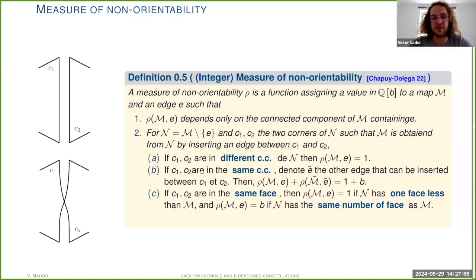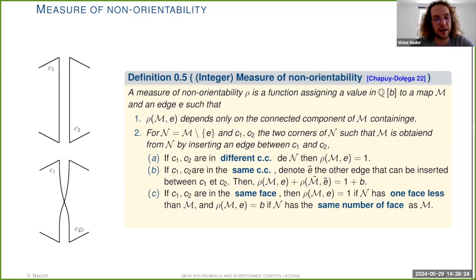If they are in different connected components, then there are two non-equivalent edges that can be added. Either you add a kind of straight edge, or you add an edge with a twist between C1 and C2, as represented on this drawing. In this case, we only want the sum of the two edge weights to be 1 plus b. So this gives a lot of freedom for the choice of rho.